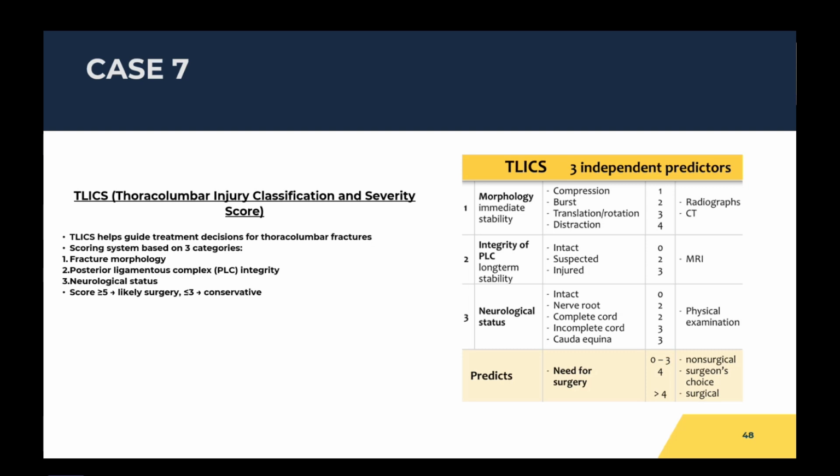So you don't need to know this in detail, it's just good to know about. And you have the different categories within these as well, and each one scores differently. And a score of more than 5 indicates surgery is likely needed, and a score of less than or equal to 3 indicates that conservative management may be the best option.